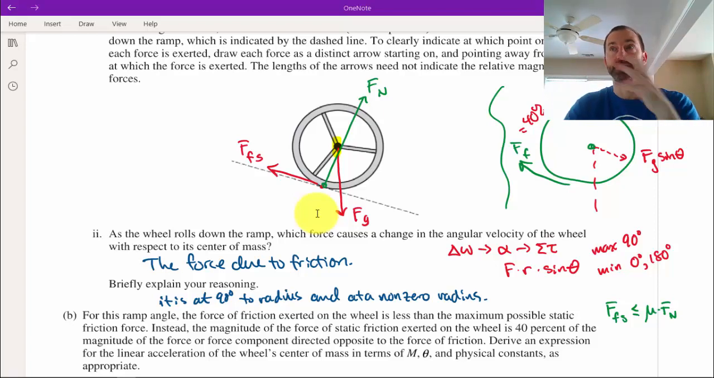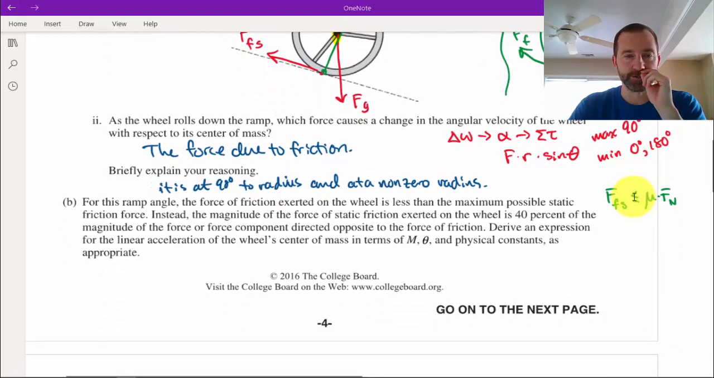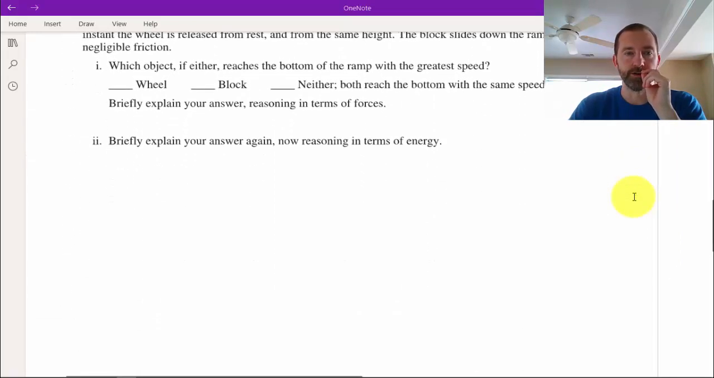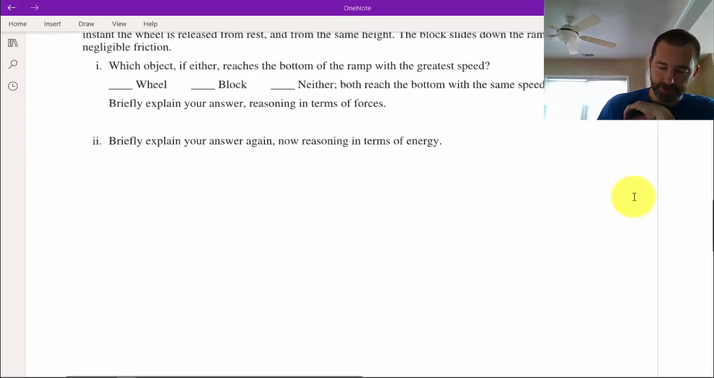Now they want us to say, well, it is going to have a translational acceleration down the ramp, a linear acceleration at the center of mass. What is it in terms of variables and constants? So taking that picture that we had to very, very carefully define, we need to develop a solution, a calculation as it is. We don't have space to do it here, so I'm going to go down below part C, and we'll put our answer for part B.